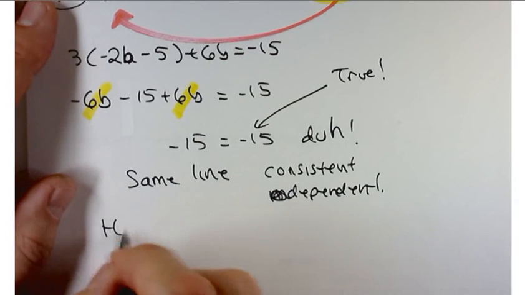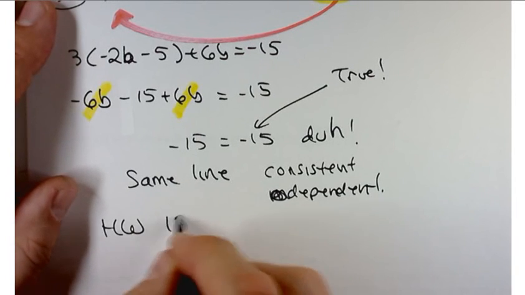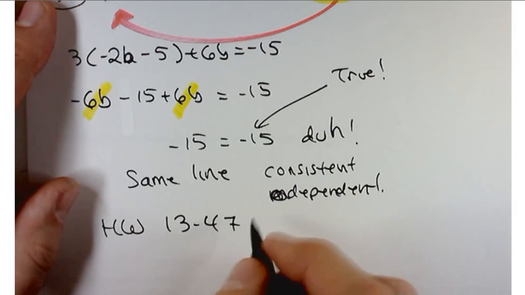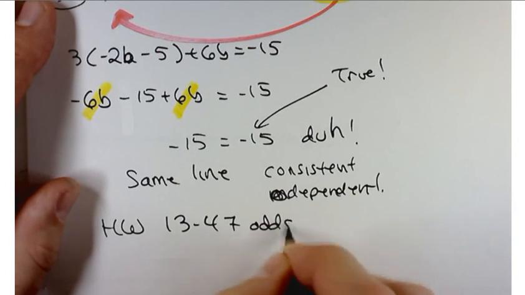Boy, let me reiterate: I'm glad this section is over. Starting to make mistakes here myself. For homework, try 13 through 47, odds.